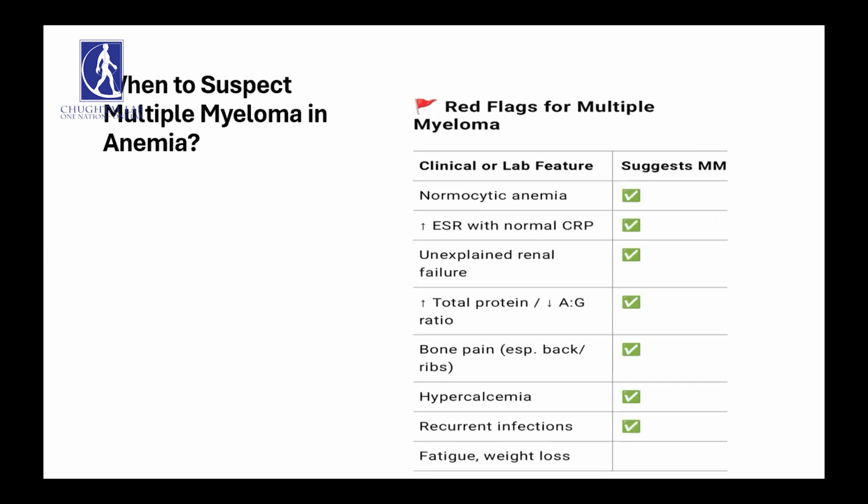When to suspect multiple myeloma in anemia? There are some red flags for multiple myeloma. First one, there will be normochromic normocytic anemia. ESR will be raised with normal CRP. Unexplained renal failure. Total protein level will be raised, and the albumin globulin ratio will be decreased. Bone pains, especially back pain. Hypercalcemia. Recurrent infections, most commonly bacterial infections, because of immunodeficiency, fatigue, and weight loss.